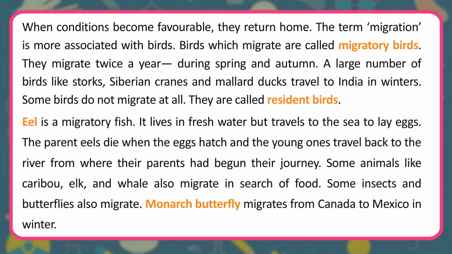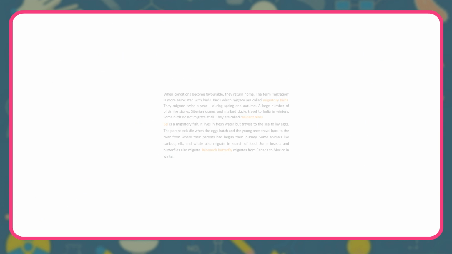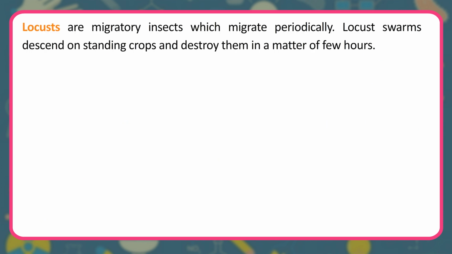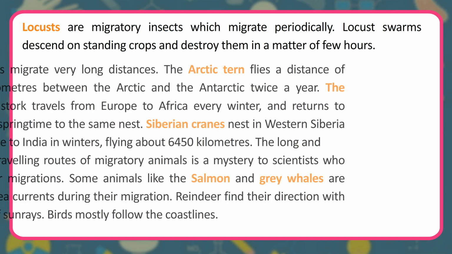Some insects and butterflies also migrate. Monarch butterfly migrates from Canada to Mexico in winter. Locusts are migratory insects which migrate periodically. Locust swarms descend on standing crops and destroy them in a matter of few hours.